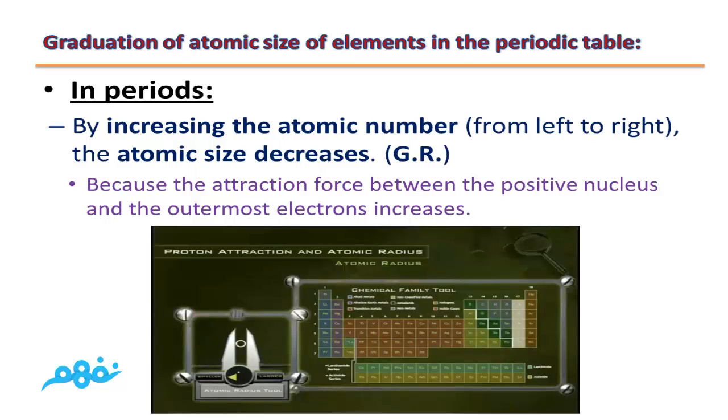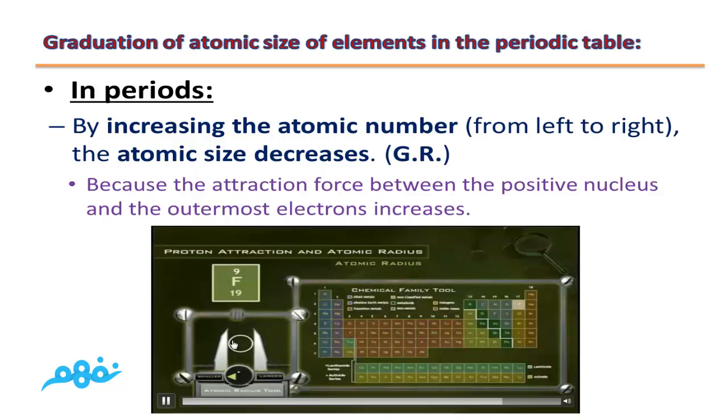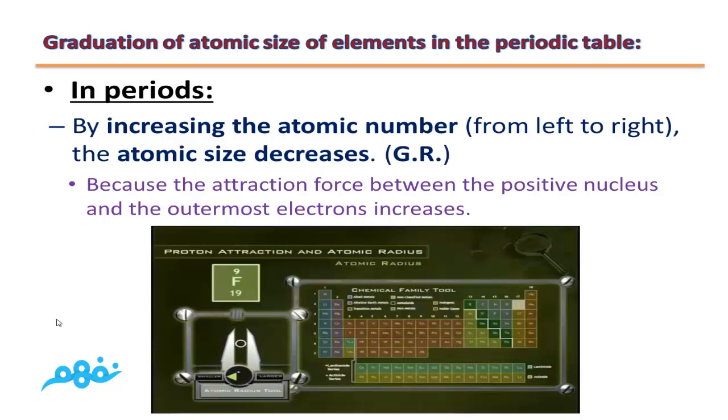As you can see from this video, if we try to take an example, we will take lithium as example. This is the size of lithium and this is the size of fluorine. As you can see, the size of lithium is much greater than that of fluorine. This is because the atomic size of elements decreases in periods by increasing the atomic number from left to right.